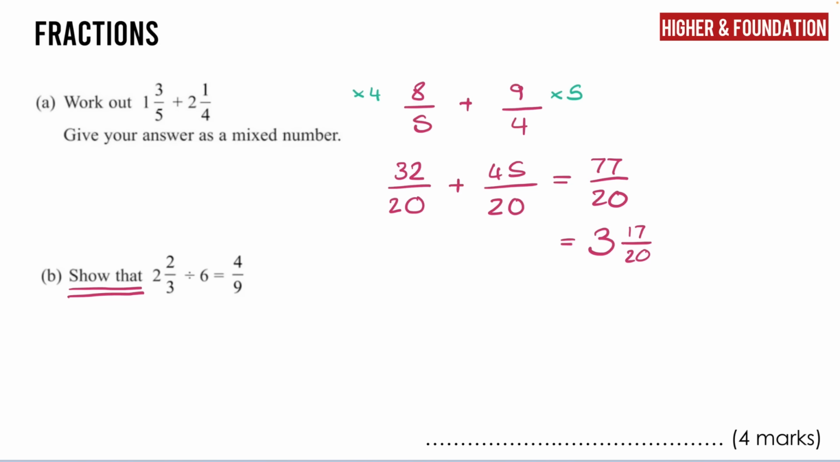I guess you could then do 3 times 20 and see what was left over, but hopefully sort of calculations like that you should be fine with anyway. But there we go, 3 and 17 over 20 is our final answer.